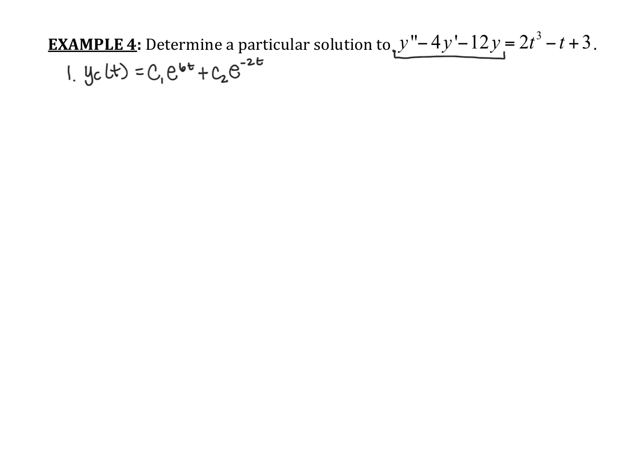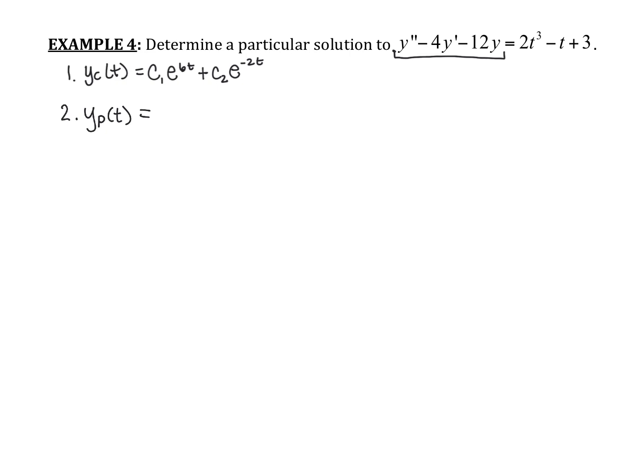Let's finish this fourth example and then let's go back and come up with some general rules of how we can make good guesses for that particular solution. We already know the complementary solution because we're using the exact same thing. But if we were to guess at a particular solution here, what might you guess? Any thoughts as to what you might guess for a particular solution?